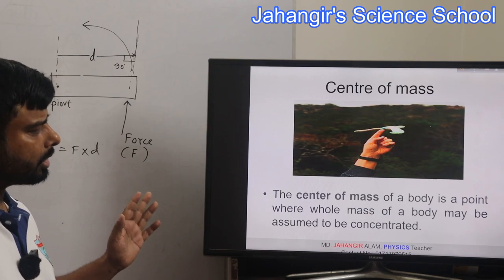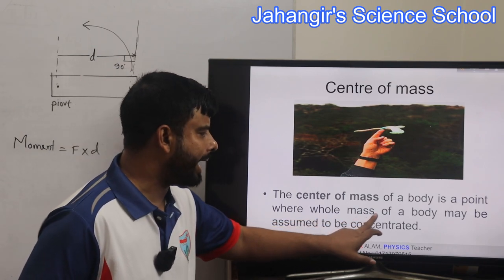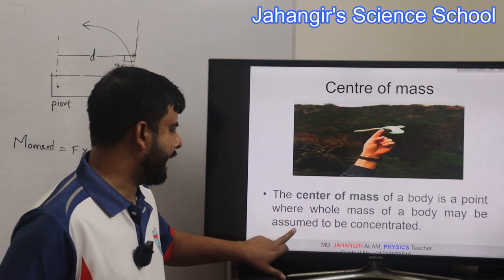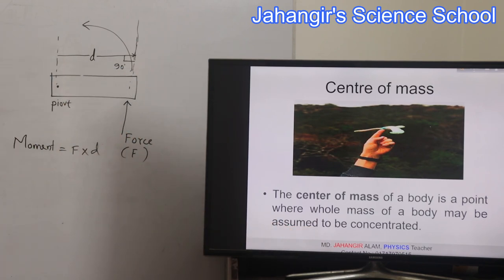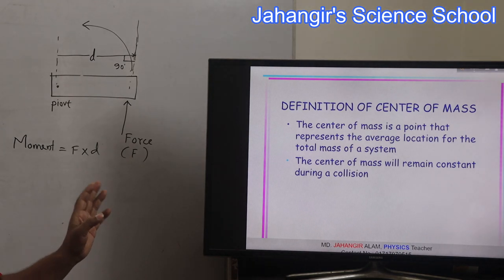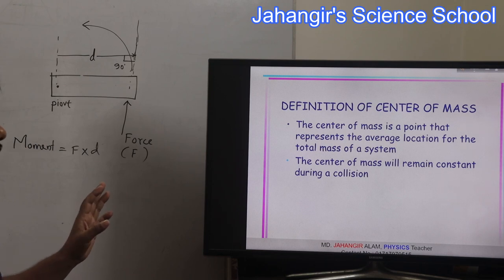So the center of mass of a body is a point where the whole mass of the body may be assumed to be concentrated. The center of mass is a point that represents the average location for the total mass of the system. The center of mass will remain constant during any type of collision.